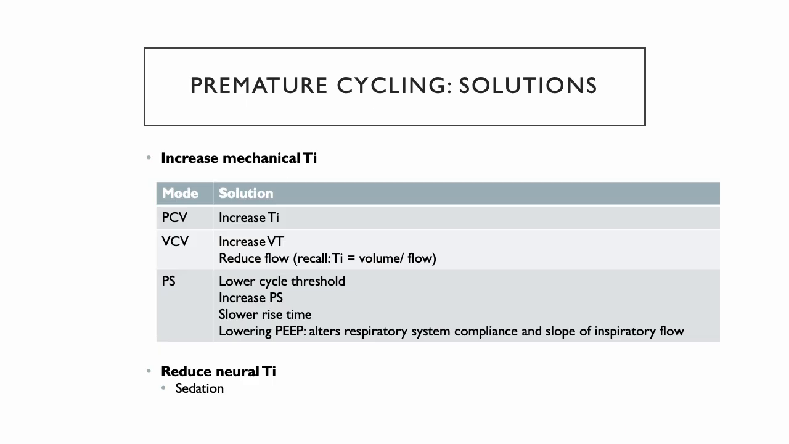Solutions to premature cycling are quite similar to that of double triggering, where you try to either increase the machine's inspiratory time or you try to reduce the patient's own neural inspiratory time. Specifically in pressure support, you can try to lower the cycle threshold, increase pressure support, choose a slower rise time, or lower PEEP as this alters respiratory system compliance and the slope of inspiratory flow.